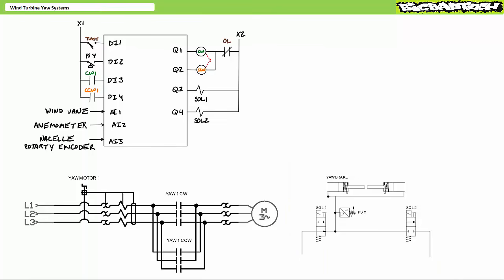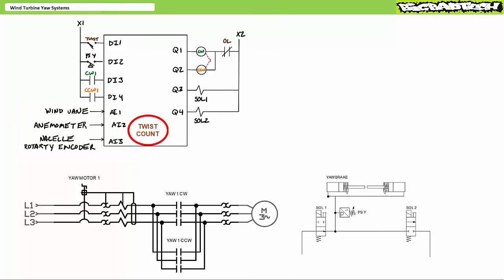On the input side, looks like the yaw controller has a couple digital and analog inputs. On the digital side, it looks like there's a limit switch labeled twist. A normally open pressure switch, PSY, measuring pressure at the yaw brake. A normally open auxiliary contact associated with a clockwise contactor, and a normally open auxiliary contact associated with a counterclockwise contactor. On the analog side, it looks like there's inputs for the wind vane, the anemometer, and the rotary encoder measuring the position of the nacelle.